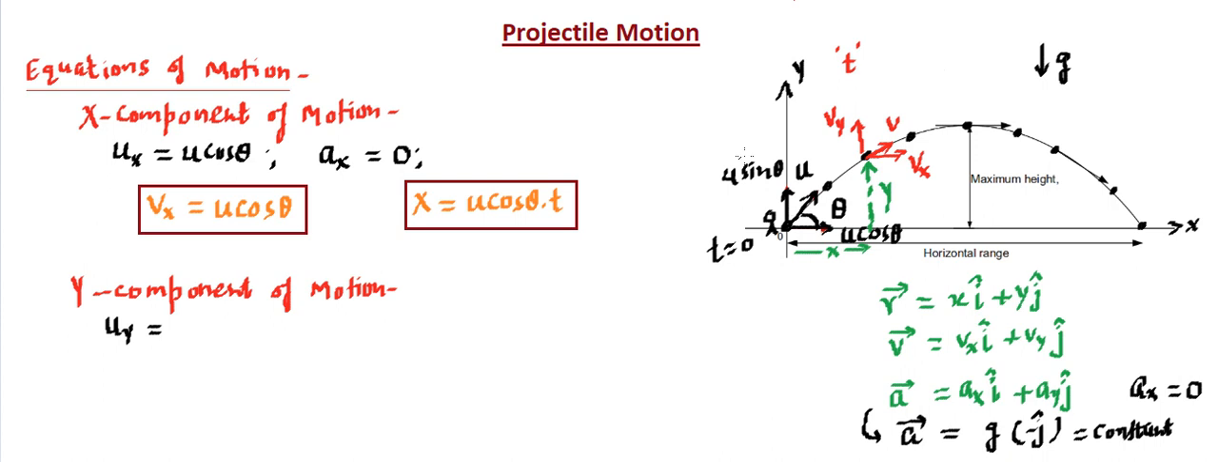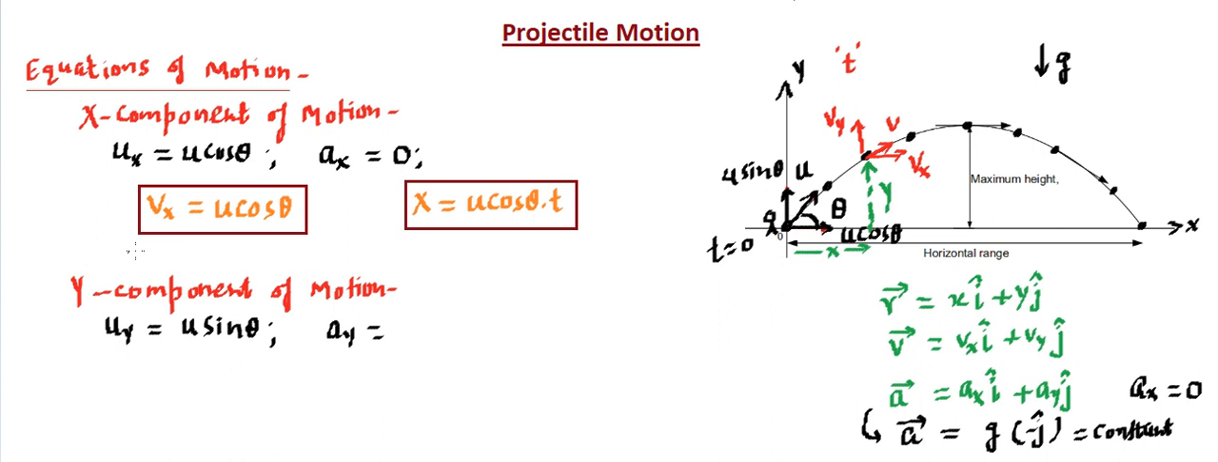Now we come to the y component. So the y component of initial velocity is going to be positive. So it's going to be u sine theta. Now let's try to write this ay. So the direction of this acceleration ay is vertically downward. So its direction is opposite to the direction that we are treating as positive. That means it is in the direction of negative y.